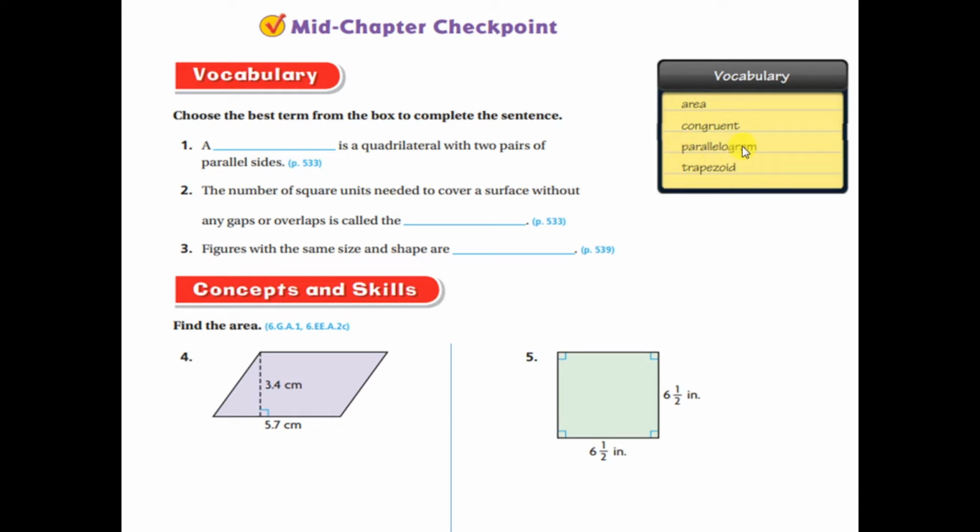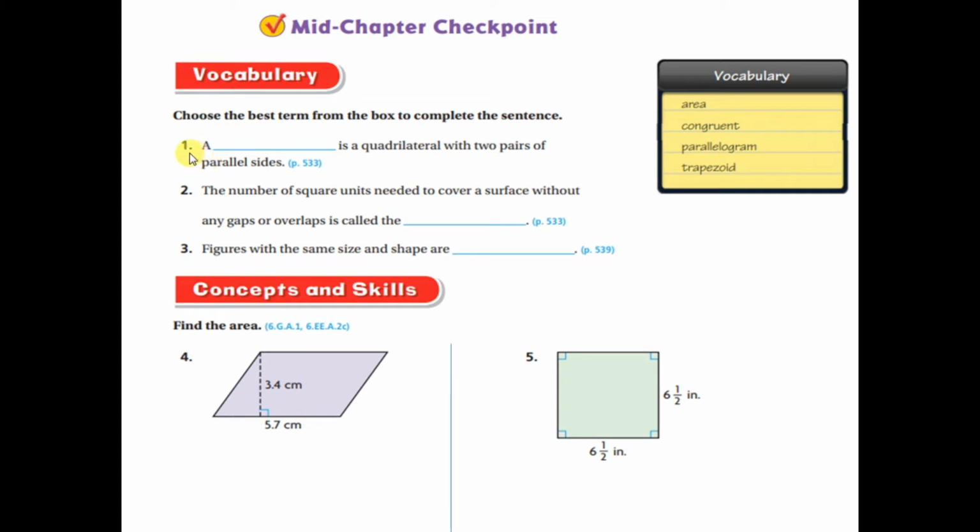It has 4 sides and it has 2 pairs of parallel sides. Parallelogram has 2 pairs of parallel sides, so the word parallel is stuck to the word parallelogram. Trapezoid. Trapezoid is also a quadrilateral shape. Quadrilateral means it has 4 sides, but a trapezoid only has 1 pair of parallel sides.